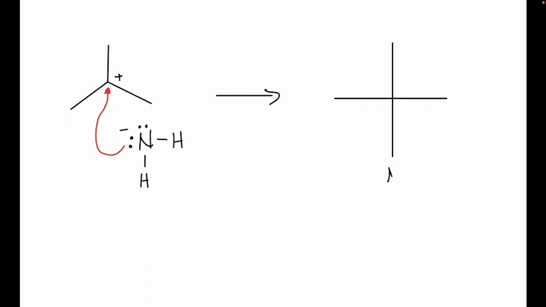Right? But I have this extra bond here. And what's the formal charge on that nitrogen now? 0, right? It's got that lone pair. It had that extra lone pair, but now it's a bond. So now it's got its 3 bonds and 1 lone pair.